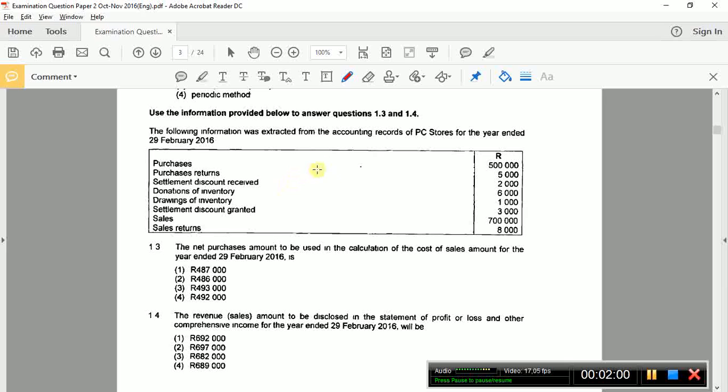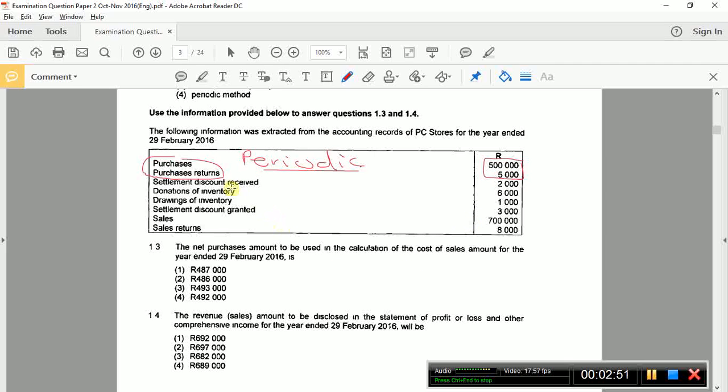So you've got an extract of info. You've got purchases, returns. As soon as you see that, what system are they using? Periodic. Periodic requires you to identify inventory as purchases. So they want to know the net purchases amount to be used in the calculation of the cost of sales amount. Net amount means after you've removed the returns. So what's purchases minus the returns? 493. 495, 500 minus 5. Do you agree? No, but there's a settlement discount received.